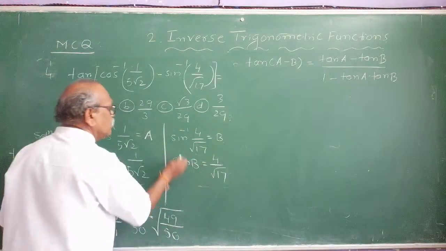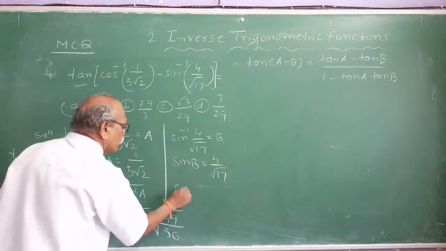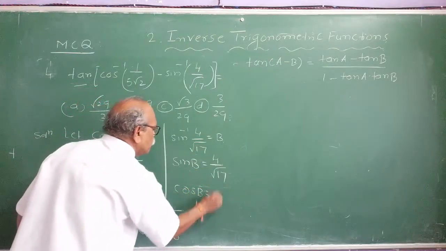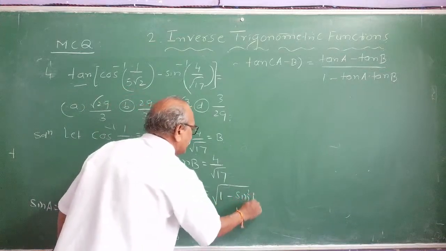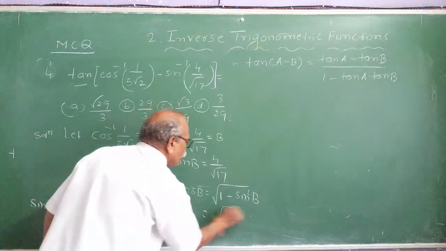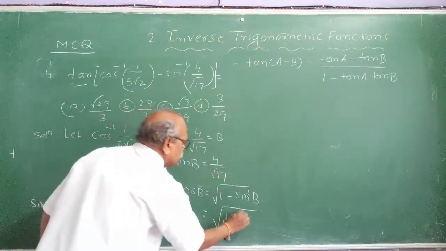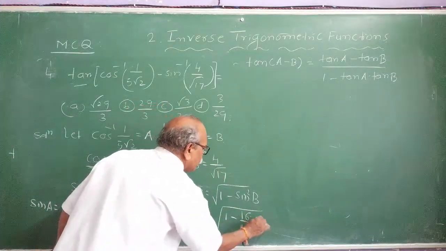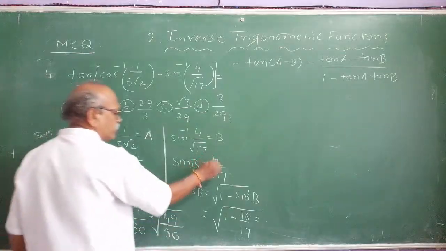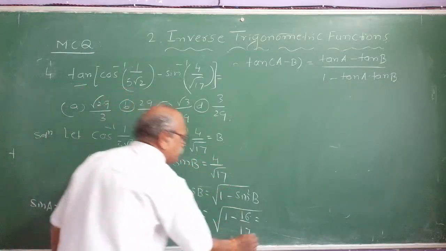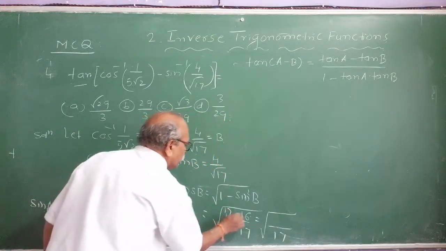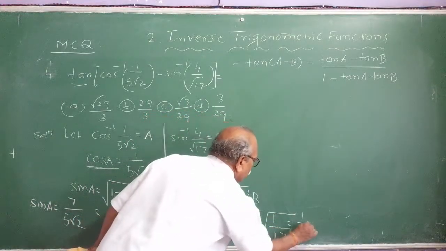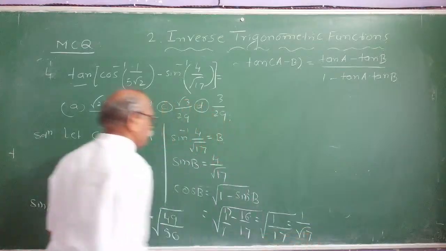Similarly, you are given sin B. Can you get cos B? Cos B is equal to root of 1 minus sin square B, an identity in trigonometry. That is 1 minus sin square B is 16 upon 17. Are you getting me? 4 square is 16, root 17 is 17. Take LCM, LCM will be 17. 1 into 17, 17 minus 16 is 1. We are getting 1 upon root 17.